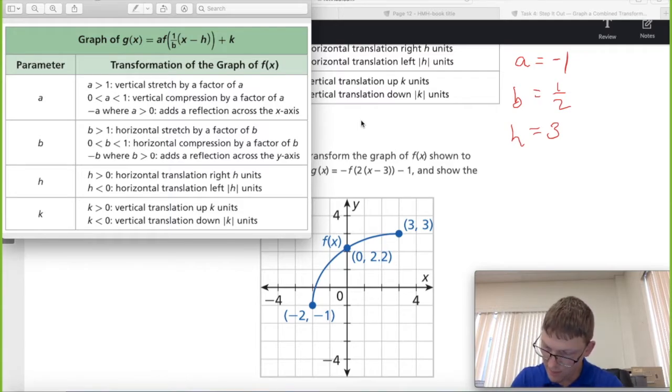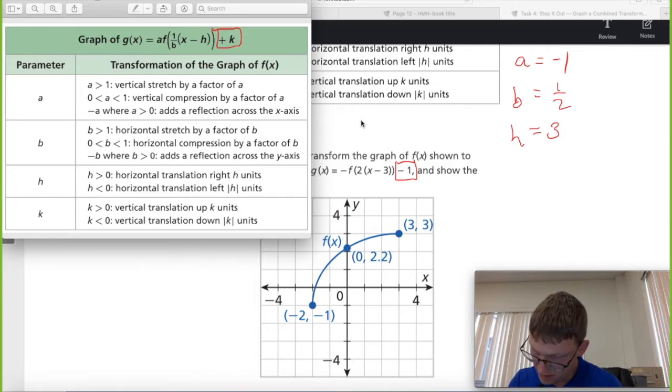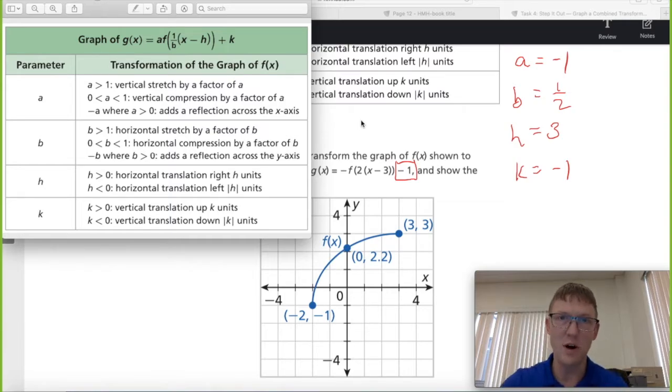So then we have this last one on the outside of our function. That is going to be our k. So in this case, our k is going to be a -1. So each one of these represents a different transformation. And we can use this chart to easily figure it all out.